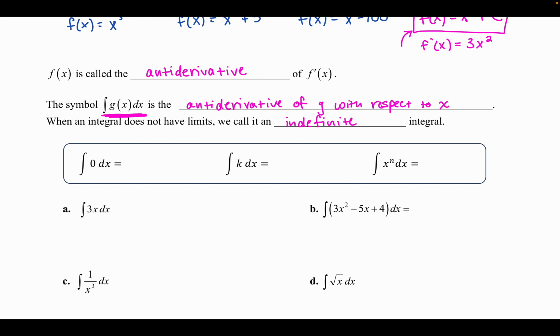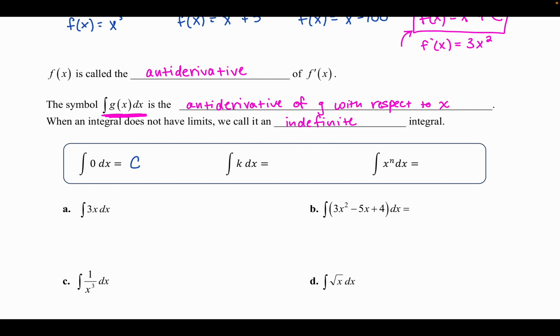We've got 3 specific rules that we need to think about here. If our function is 0, what is the antiderivative of 0? Basically we want to think about what function, when we take the derivative, gives us 0. That is any constant, any c. We use c for constant. Any constant function, if I take the derivative, I get 0.